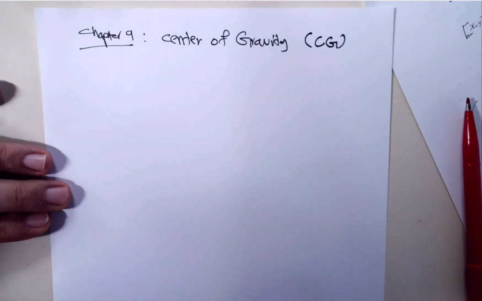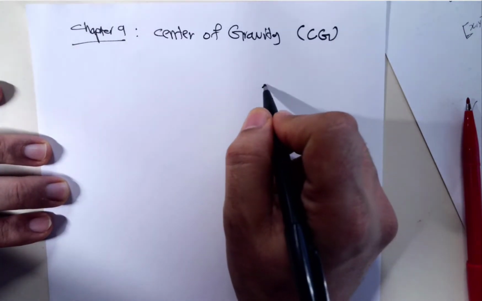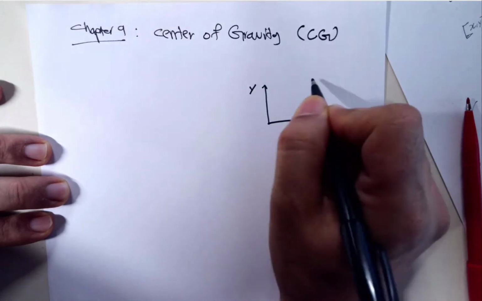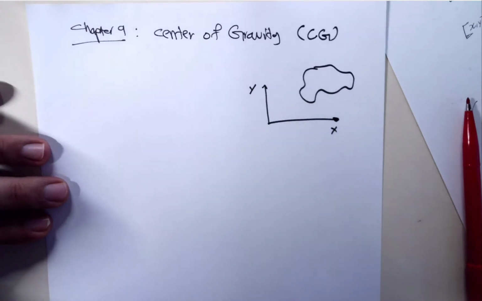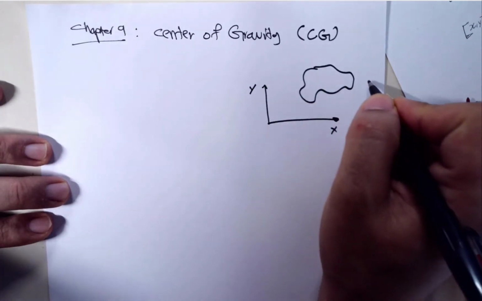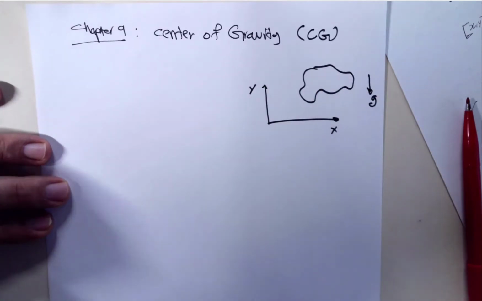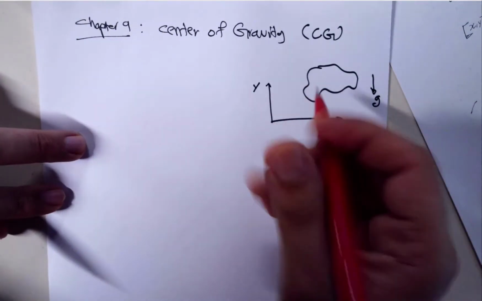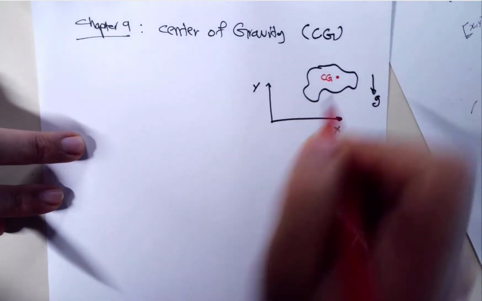For the definition of center of gravity, let's take an example with a 2D problem. Let's say I have a coordinate system x and y, and I have an arbitrary body. This body has a shape. As we know, under the gravitational force G, this body does have a weight, and this weight is often located at a point on this body. This point is called CG, so it's the center of gravity.